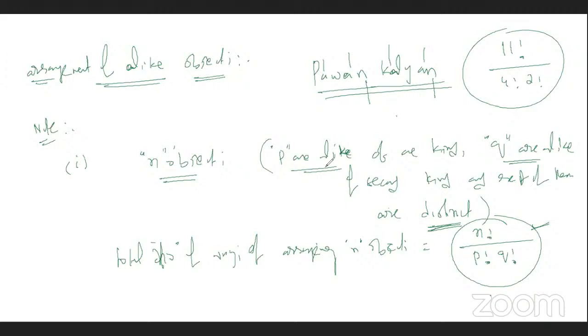When are these arrangements of alike objects used? Here, if you want, write: total number of ways of arranging all n objects.